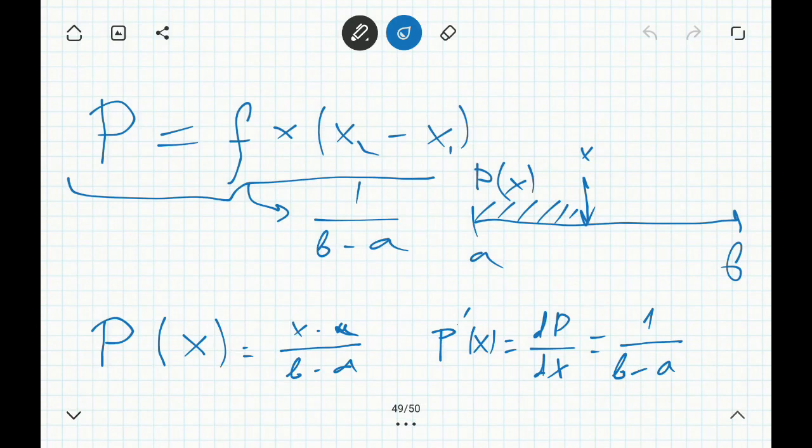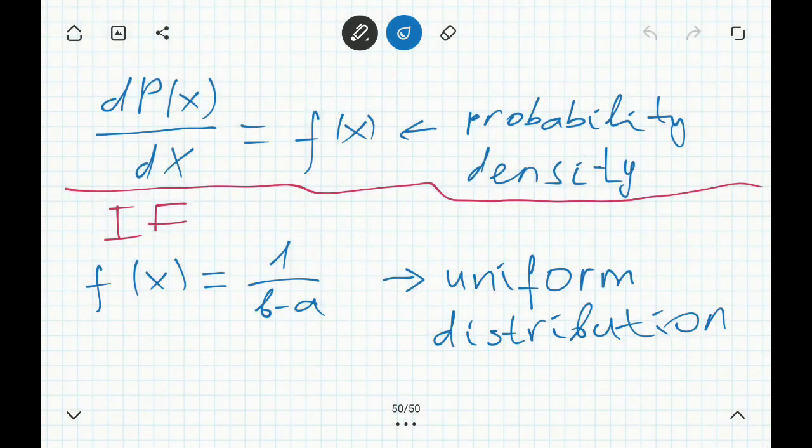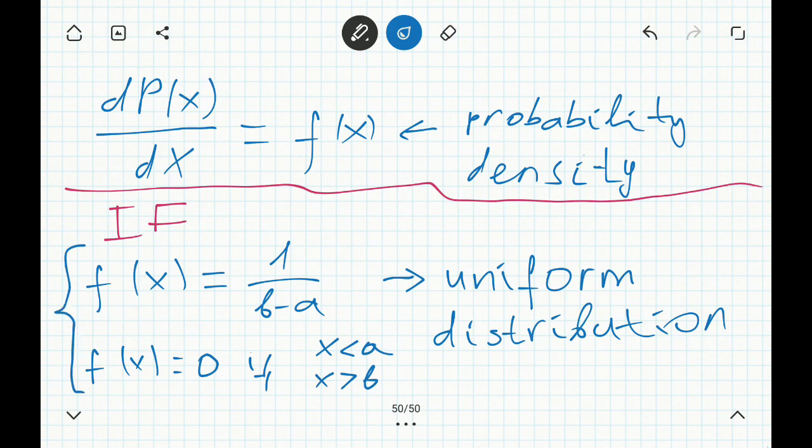So it means that outside of this we should also have f(x) equals 0 if x is less than a or x is more than b. And combined, those two, in fact three conditions, give us a uniform distribution.